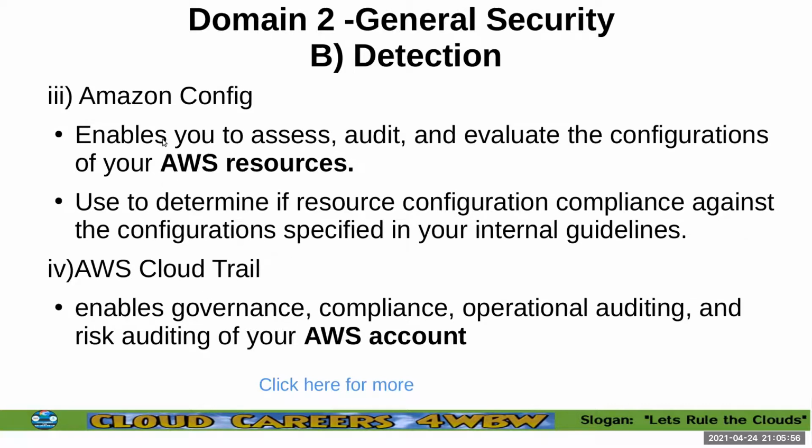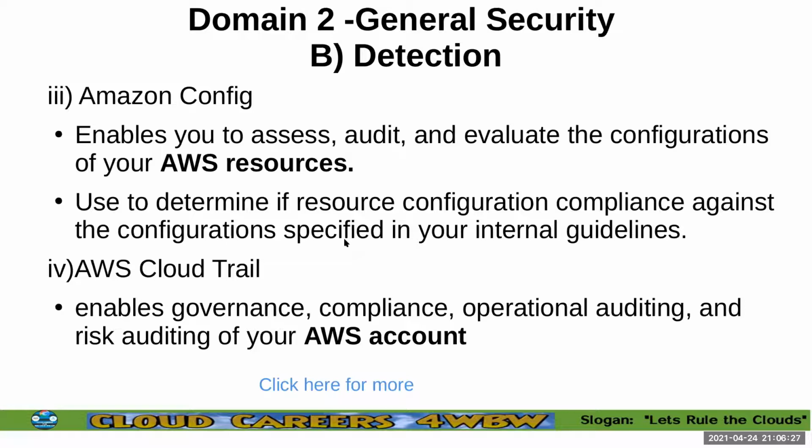Then AWS Config. I've placed this together with AWS CloudTrail because in our revision, we did finally figure out the difference. But AWS Config here enables you to assess, audit, and evaluate the configurations of your AWS resources. You use this to determine if resource configuration complies with the configurations specified in your internal guidelines.